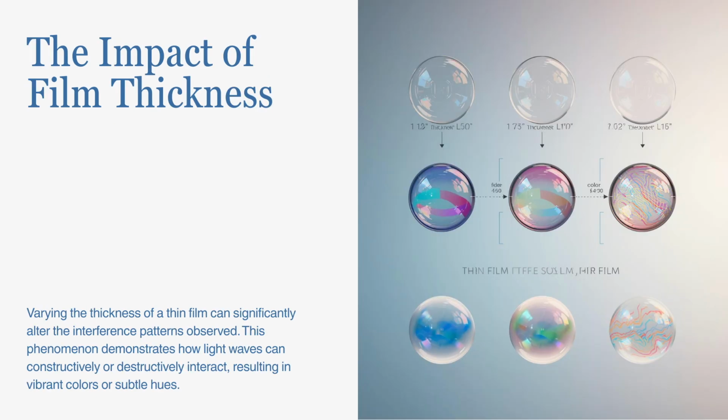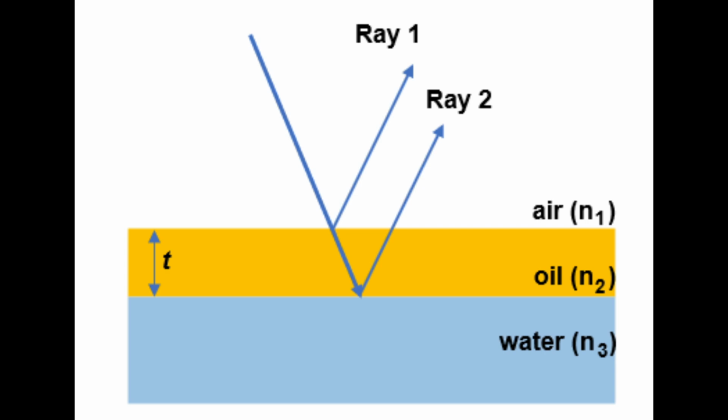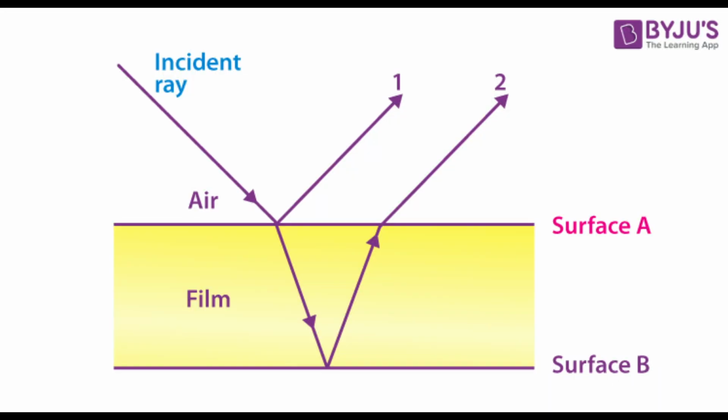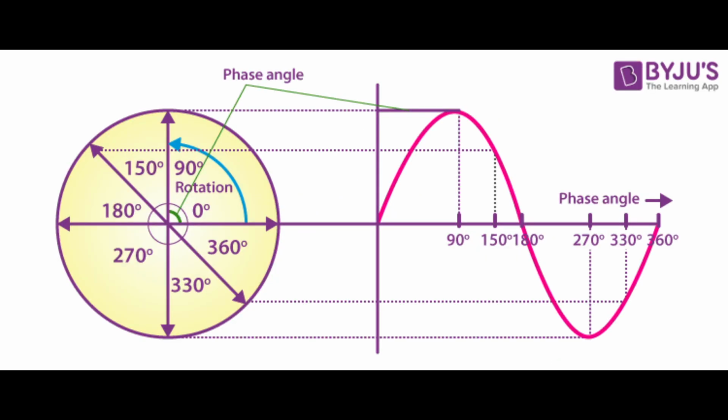So when light hits a thin film, like a soap bubble, it reflects off the top and bottom surfaces, creating two reflected waves, R1 and R2. These waves travel different distances, causing a phase difference between them. So as I said earlier, the process involves light reflecting off the top and bottom surfaces of the thin film, creating a path difference that determines whether the light waves interfere constructively or destructively.